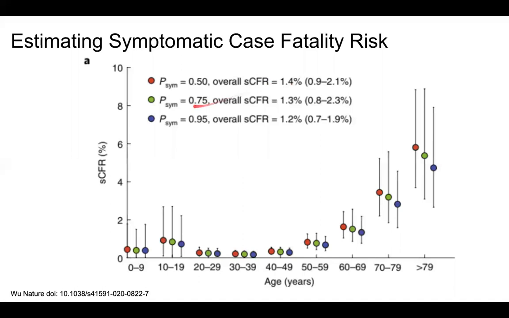In this figure, you can see the age distribution of symptomatic CFRs, ranging from 0.3% for those under 30 to 2.6% for those over 59, and increasing fairly precipitously in the highest age groups. So let's touch upon a few special populations.